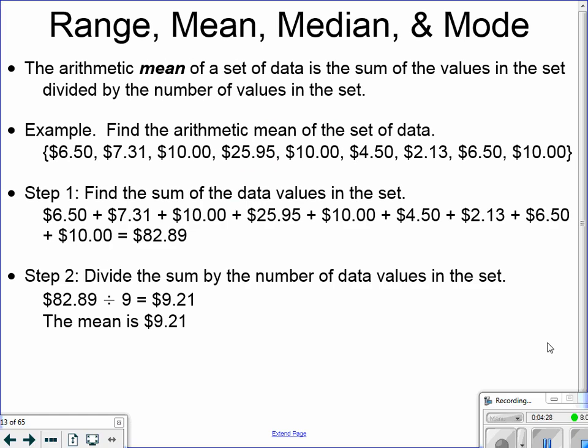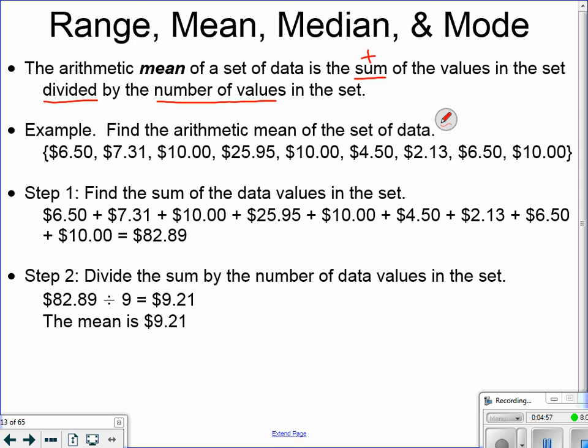All right, the next thing we're going to look at here is the mean. Okay, now for the mean, what we're going to do is we take the sum of all the numbers. Now remember, sum means you add them all together. So we're going to add them all together, and then we're going to divide by the number of values in the set. Okay, so for our example here, it's the same example we had before.